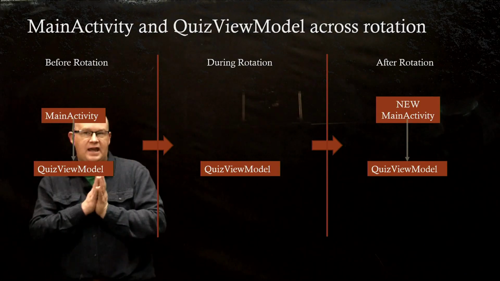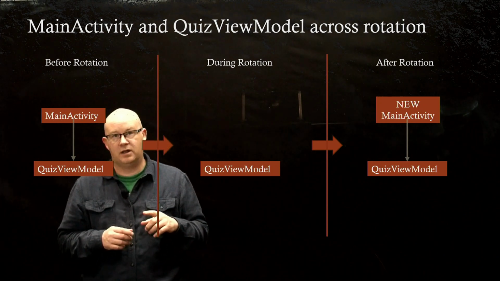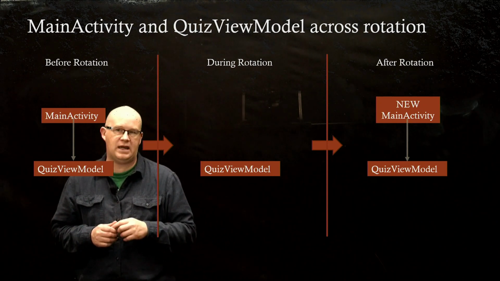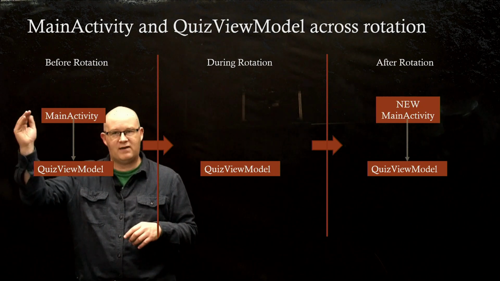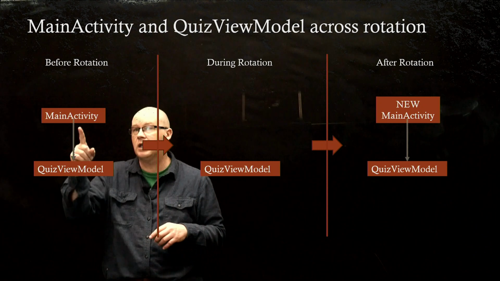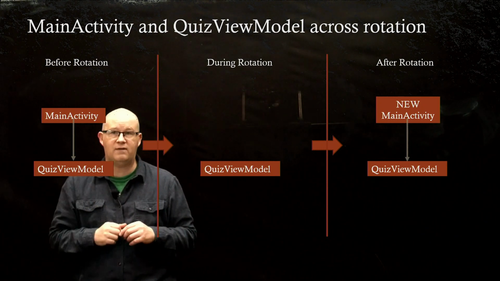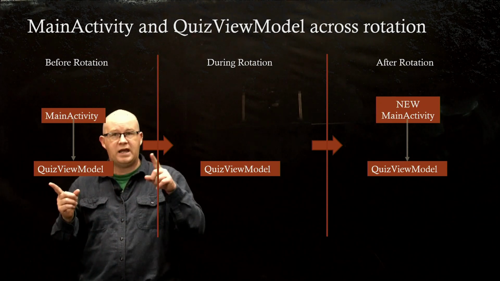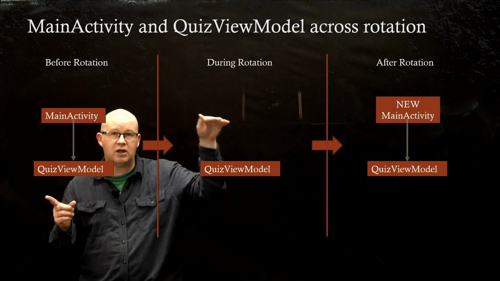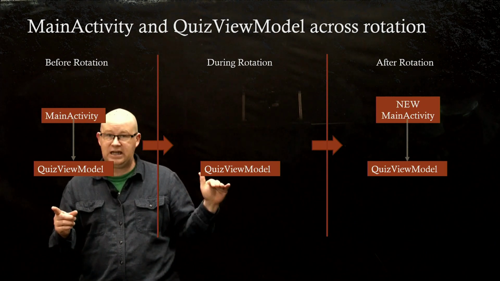So this is a picture of the main activity and the QuizViewModel across rotation. The life cycle for a viewModel is simpler than for a main activity. Before rotation, we have a main activity that has a reference to QuizViewModel, but not the other way around. It is unidirectional. The QuizViewModel will not contain a reference to the main activity. But when I do rotate, the main activity's onDestroy should get called, but that does not happen for a QuizViewModel. It persists.